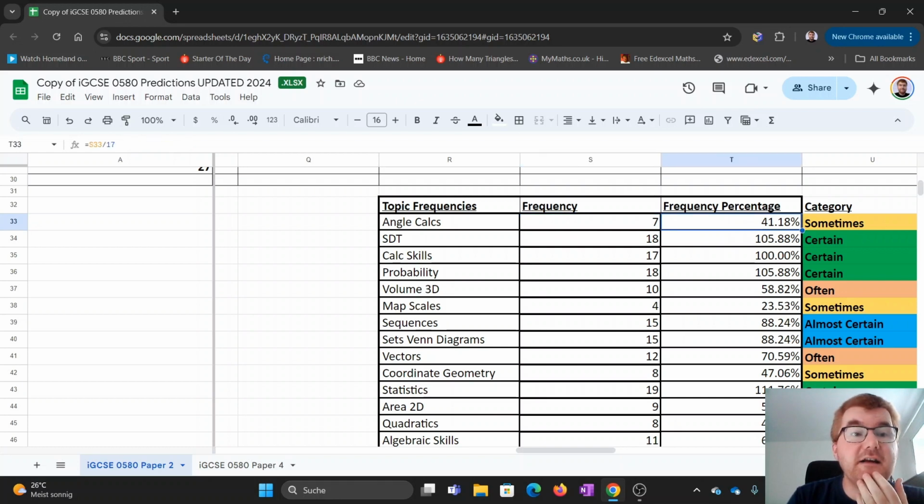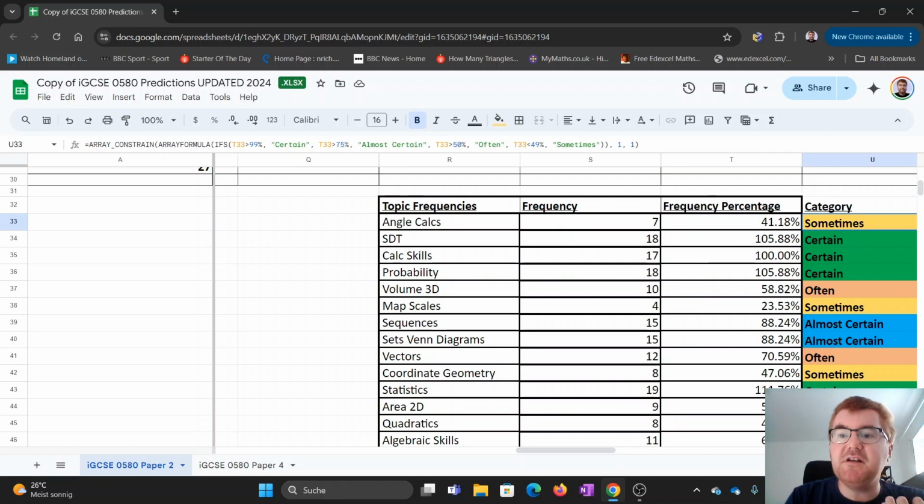From that, I then create a percentage out of that by just dividing the frequency here by 17, converting into a percentage, and then I use some conditional formatting here to classify this as either sometimes, certain, almost certain, often as you can see here. So I'll classify these things like over 100%, over 75%, over 50%, and so on.